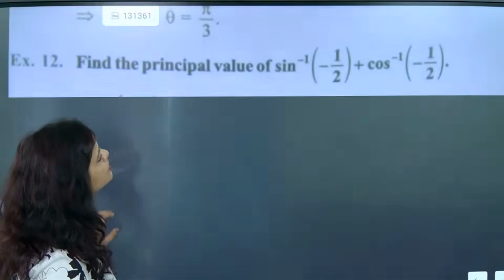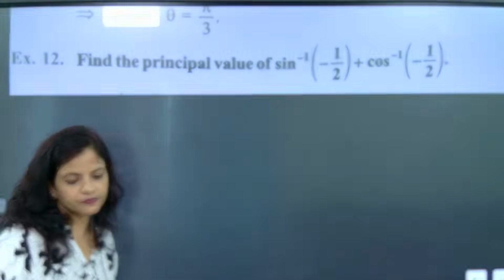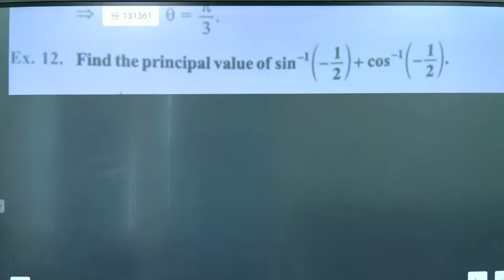Now we'll go for the next question. Now solve this question, please. Whatever questions I am giving, these questions already came in board examinations. So solve the questions very carefully.